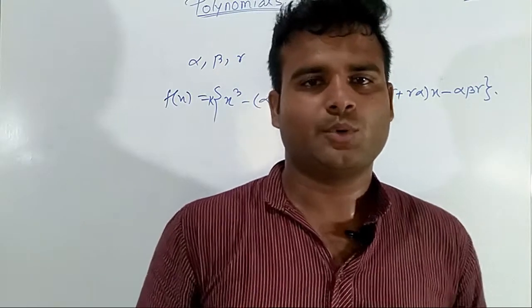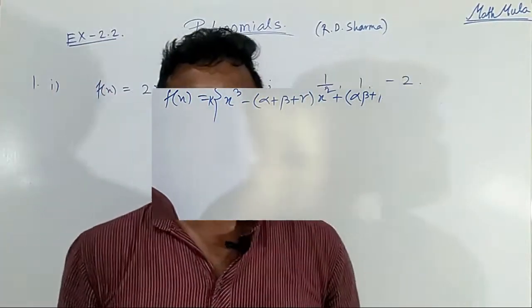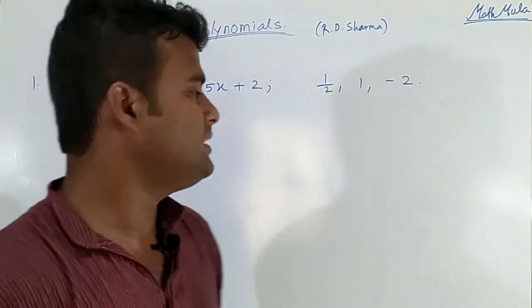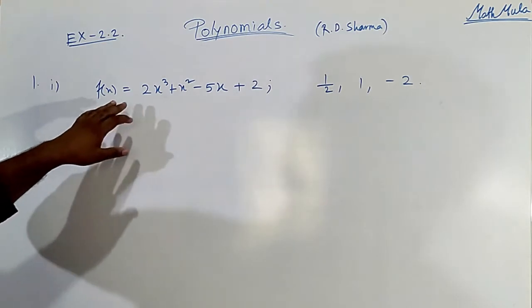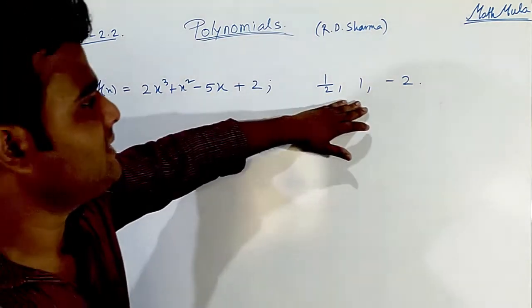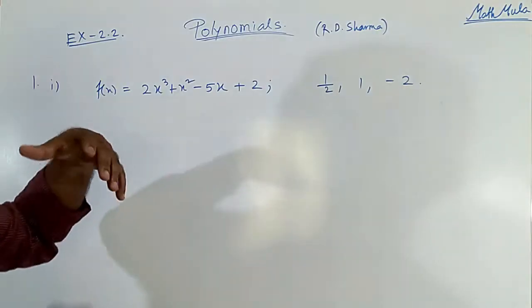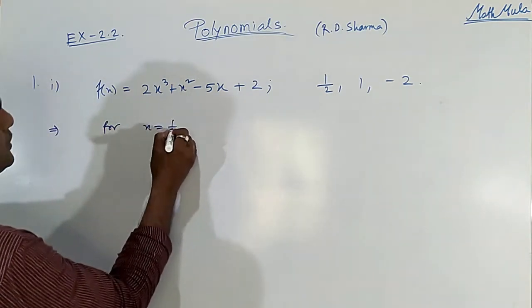Now we solve some important sums from the book R.D. Sharma, exercise 2.2. Now we solve sum number 1.1, exercise 2.2. The given polynomial is f(x) = 2x³ + x² − 5x + 2. Now we have to check whether the given numbers are the zeros of this polynomial or not, for x = 1/2.